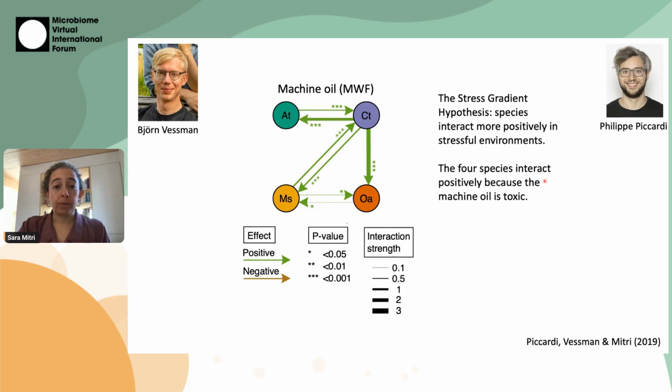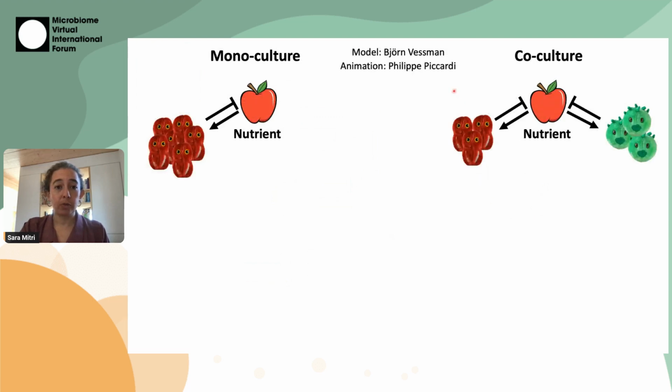Okay, so why would it be that the toxicity would favor positive interactions? So Björn's model was really helpful with that, and I won't show you details with equations, but actually Philippe, who is not a modeler, decided to make an animation that explained Björn's model that I hope you will find helpful. So the idea is as follows.